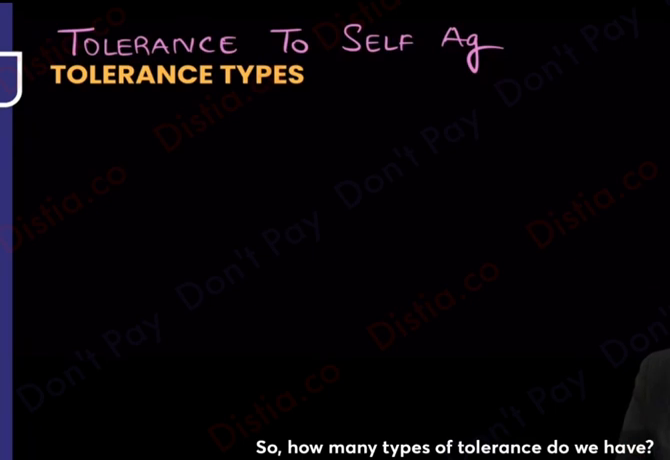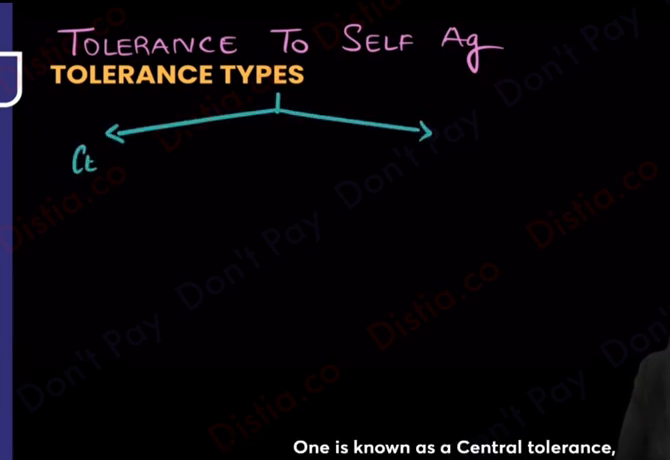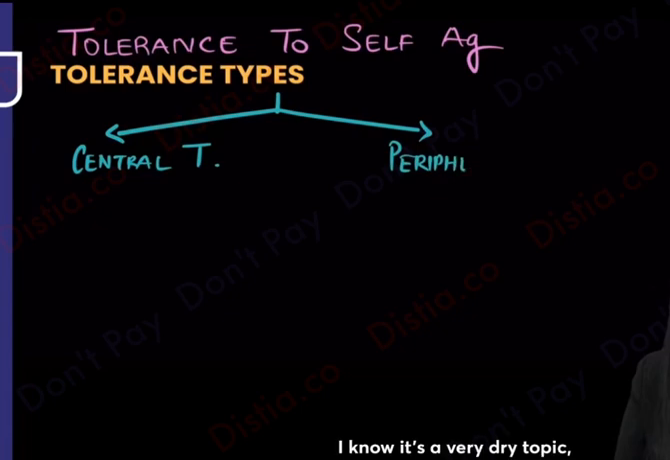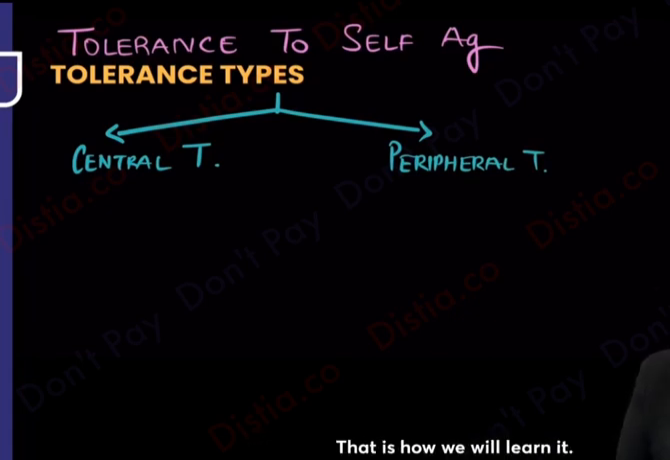So how many types of tolerance do we have? We have two types of tolerance that we have to know. One is known as a central tolerance and the other is known as a peripheral tolerance. Now I know it's a very dry topic, very difficult to learn. So I'm going to explain this to you with the help of a story of how you go to school and then you go to tuition classes and what all is going to happen over there. Okay, that is how we will learn it.